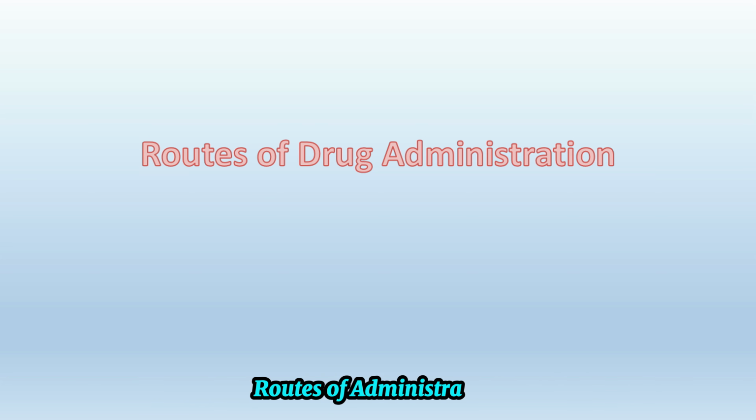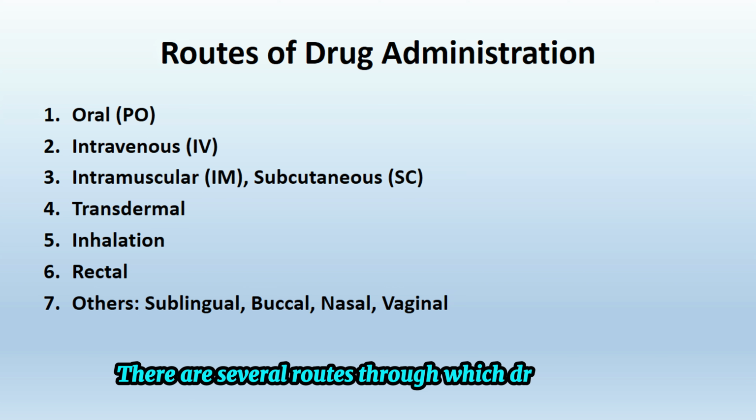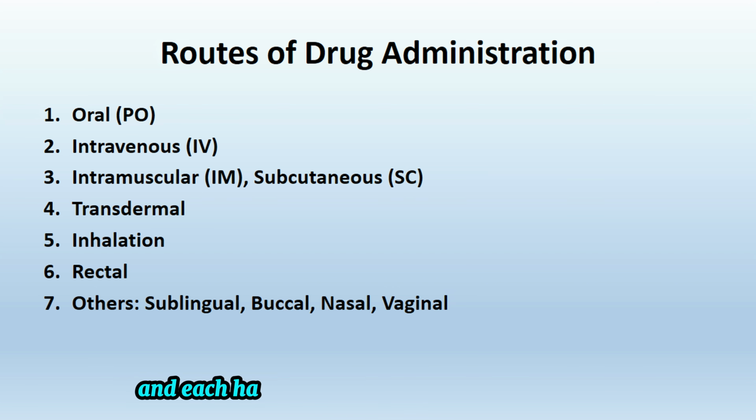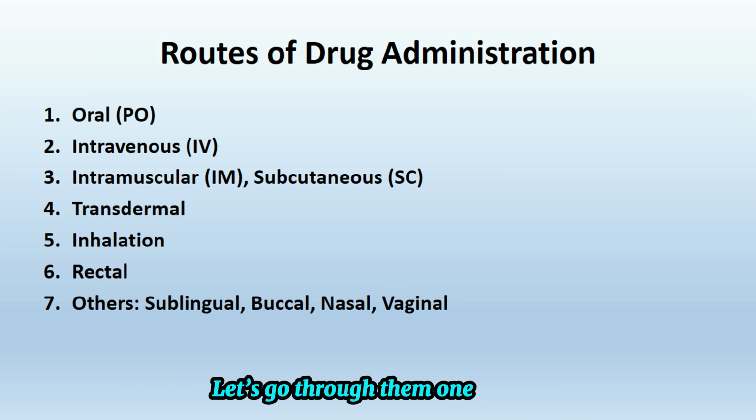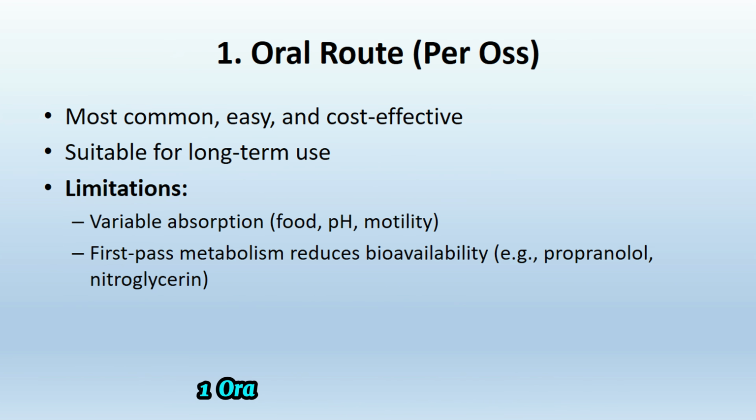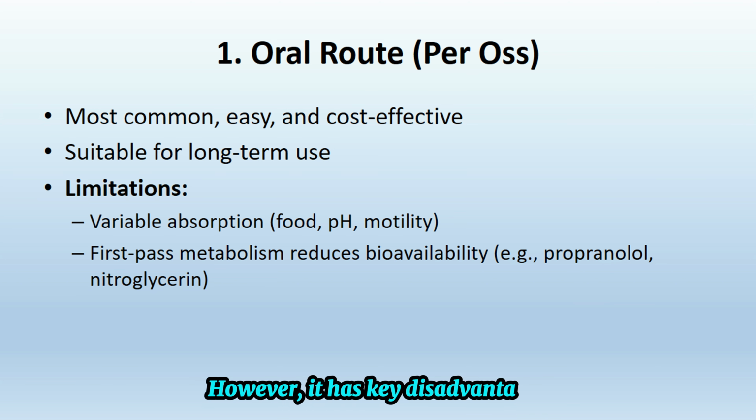Routes of administration. There are several routes through which drugs can be administered, and each has unique advantages and limitations. Let's go through them one by one. 1. Oral route, or per os, mouth route. The oral route, also known as per os, is the most common and convenient. It's easy to use, cost-effective, and suitable for long-term therapy. However, it has key disadvantages.